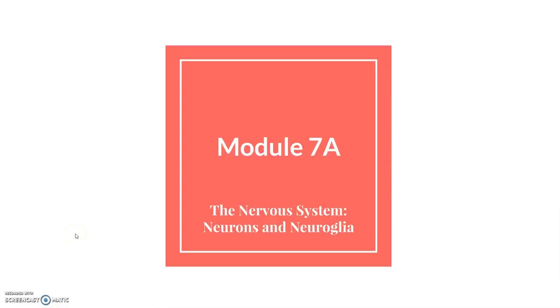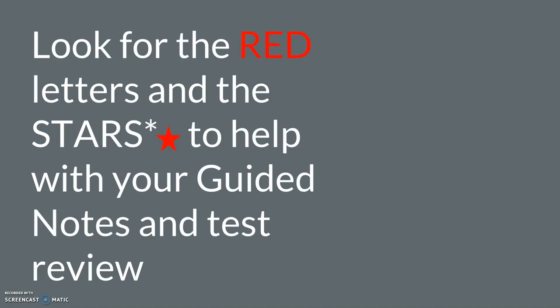We're going to move on to Module 7 now. This is the nervous system, and today we're just going to talk about neurons and neuroglia, the cells of the nervous system. Got some definitions for you to learn, but first let's go through a little bit of review from Module 5. Fill in your blanks with the red words and look for stars as we go along.